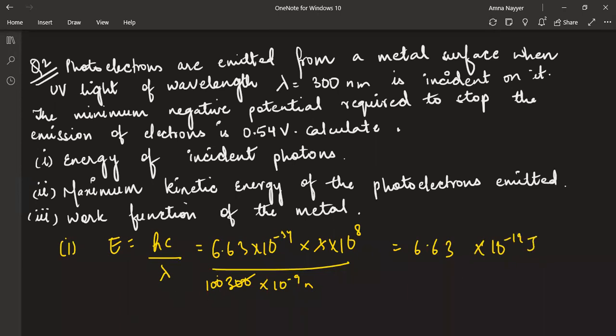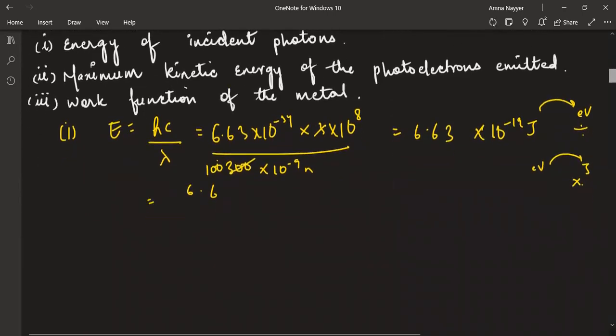If you wish to convert it in terms of electron volt, divide this term by 1.6. Class, when you have to convert joules into electron volt, you divide. When you have to convert electron volts into joules, you multiply. Some students were having confusion in this. This is how you convert it.